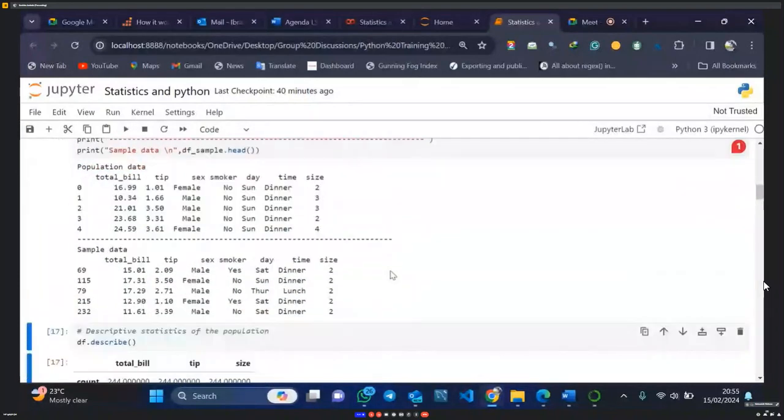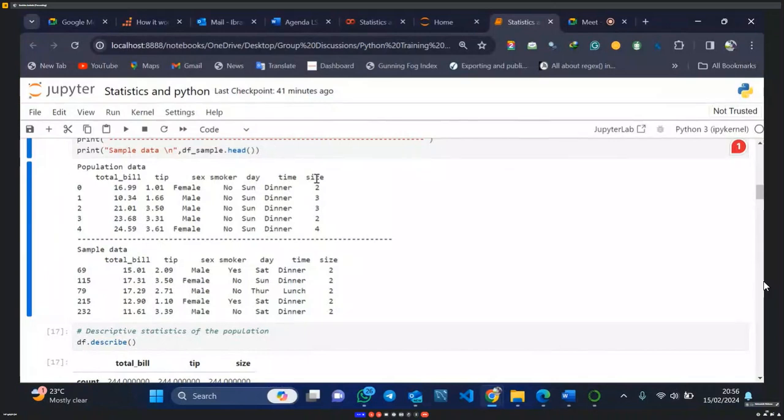So from the population, you can see we have, I like calling them variables, like the column headers. So forgive me if I use the word variables. We have total_bill. We have the tip. We have the sex. We have smoker, whether you smoke or not. Then you have day of the week. Then you have time, if it's dinner or any other time.